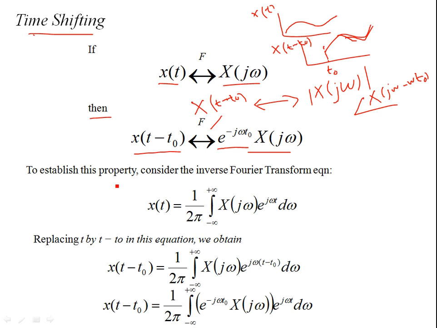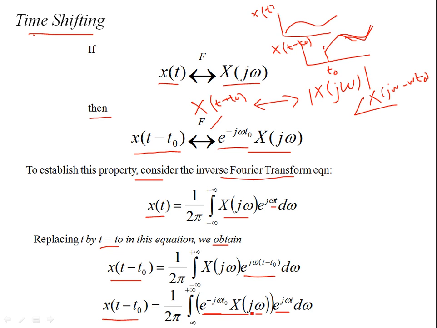So to establish or show the property, let's consider the inverse Fourier transform equation. Given X(j omega), you can take the inverse Fourier transform to show that this is x(t). If you replace t by t minus t naught in this equation, on the left hand side we obtain x(t minus t naught), and then you have to replace t over here as well. Then you can group this together with X(j omega). So you have two exponentials, e^(j omega t) and e^(minus j omega t naught), and this expression becomes the Fourier pair of x(t minus t naught).